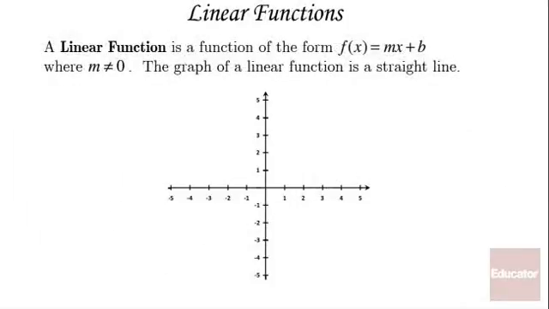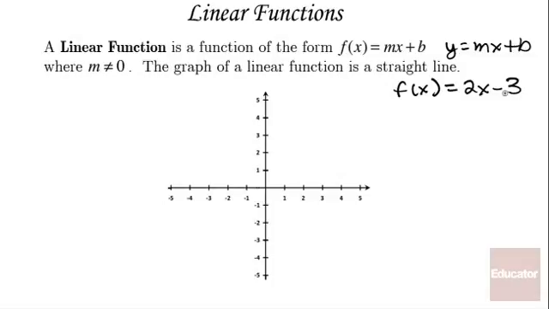A linear function is a function in the form f of x equals mx plus b, where m does not equal 0. The graph of a linear function is a straight line. Sometimes you'll see this as y equals mx plus b. To give an example to illustrate this, you may have an equation or function f of x equals 2x minus 3.